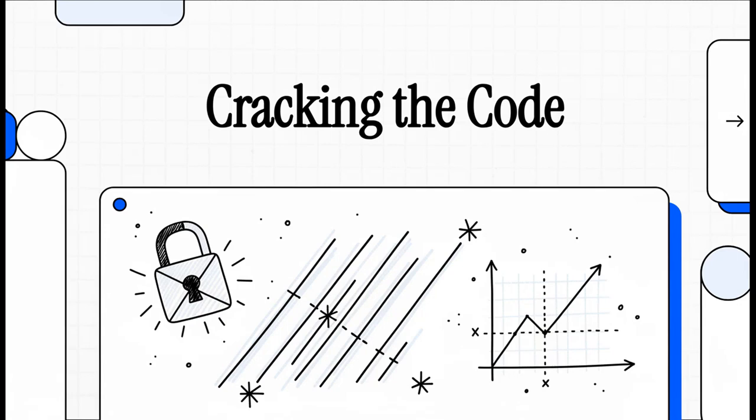All right, today we're going to crack a code. It's a code that's literally all around us, hidden in plain sight. We're going to master the language of lines by getting a handle on one of the most powerful tools in all of math, the slope-intercept form. So, you ready? Let's jump in.